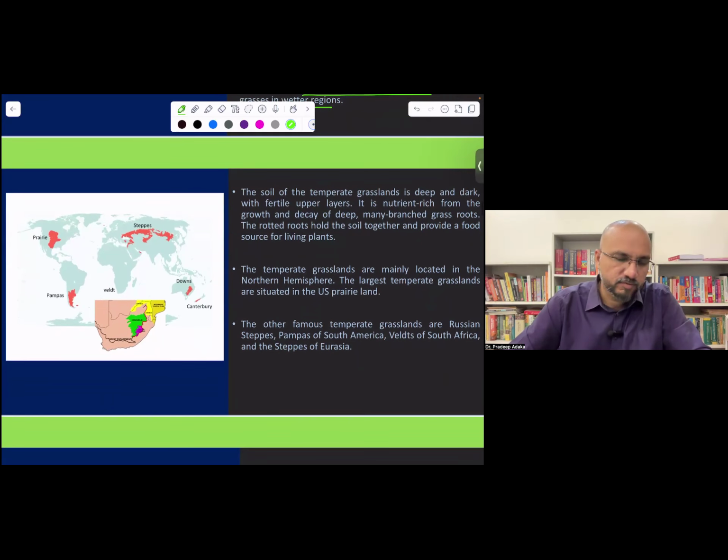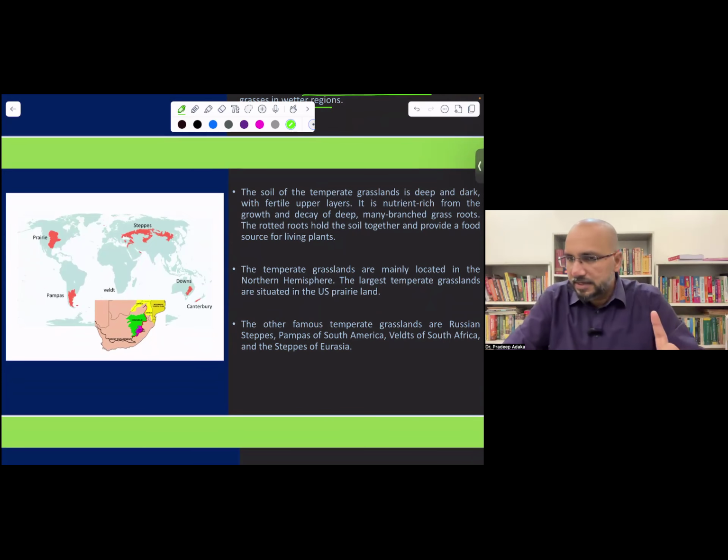So what about the soil? These soils are rich in organic matter. First thing, grasses have a very deep root system. If you see grasses, two thirds of the grass is present below the soil and only one third is above the soil. Two thirds is the root system, so they produce a lot of organic matter. These roots decay and convert into organic matter.